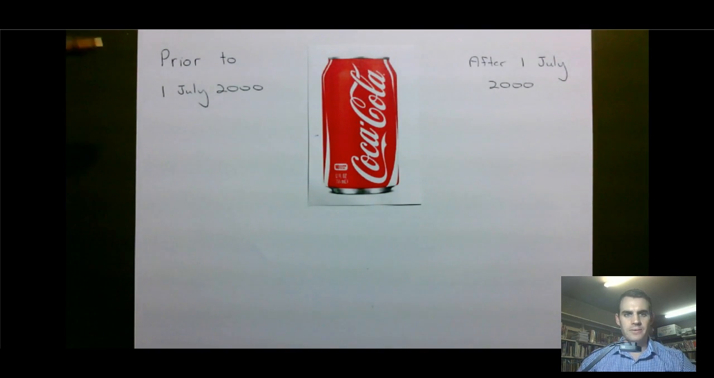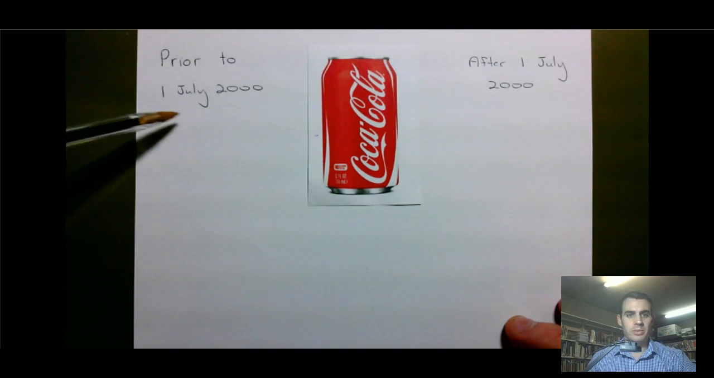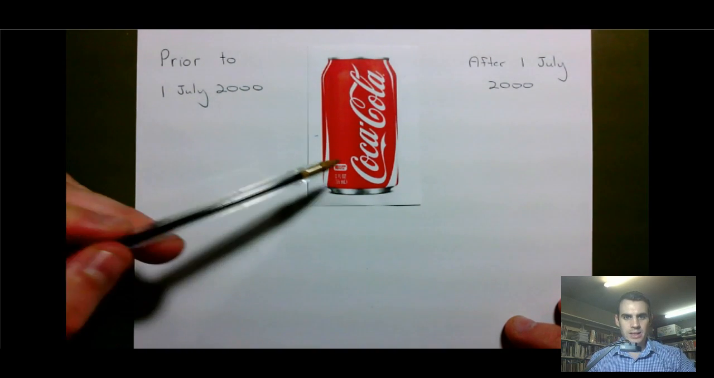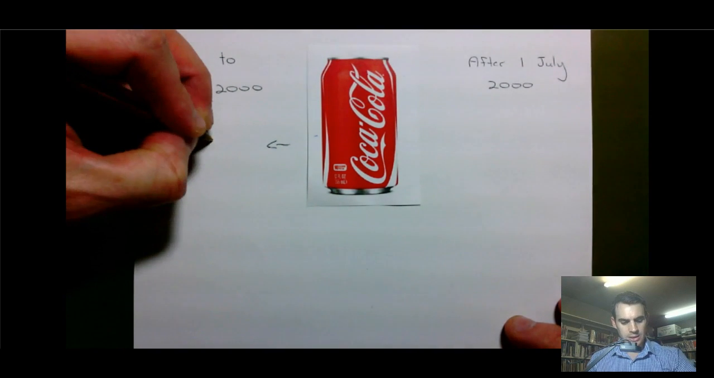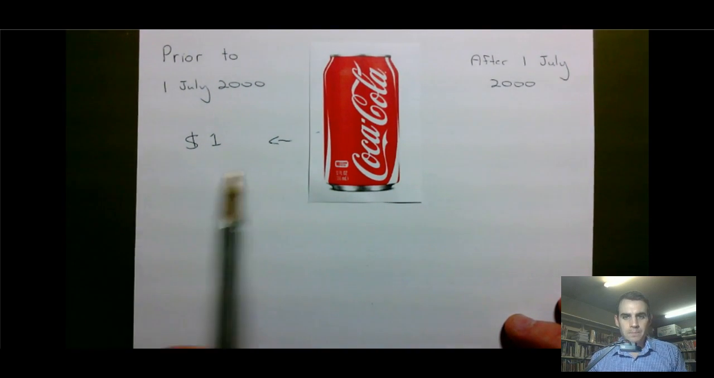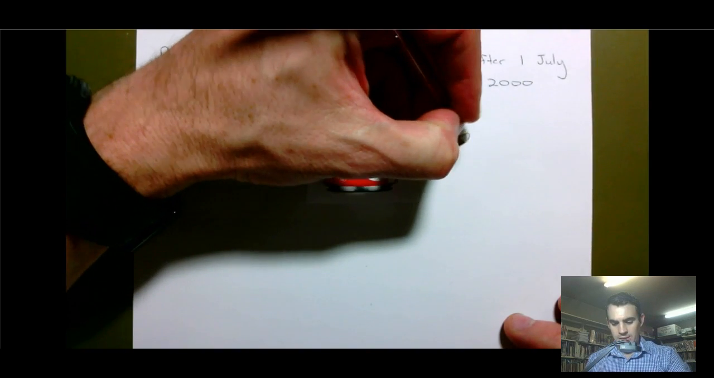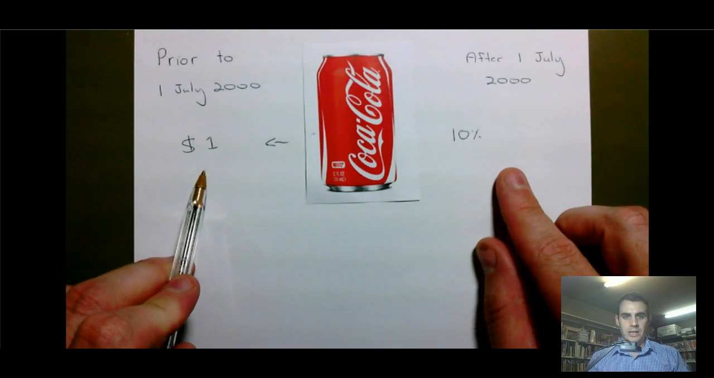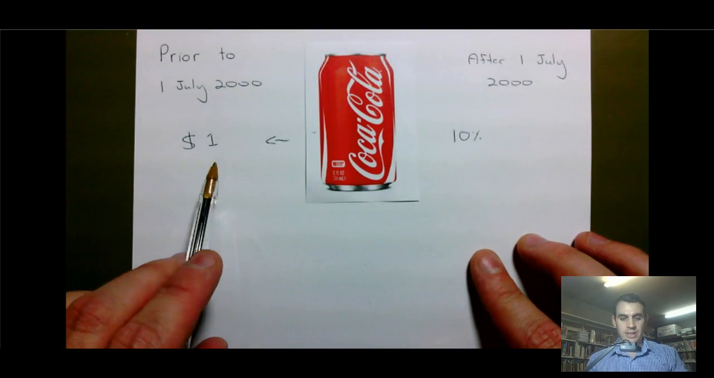Let's now have a look how this affected businesses. So prior to the 1st of July 2000, so before the GST was introduced, let's say a business is selling a can of Coke. Before this date, they would sell this can of Coke, let's say for $1. That's fine. So you go into the shop, you'd buy a can of Coke for $1. After 1 July 2000, things changed. What businesses needed to do was add 10% onto this price. So instead of charging $1 for this can of Coke, they had to add 10% to this price.